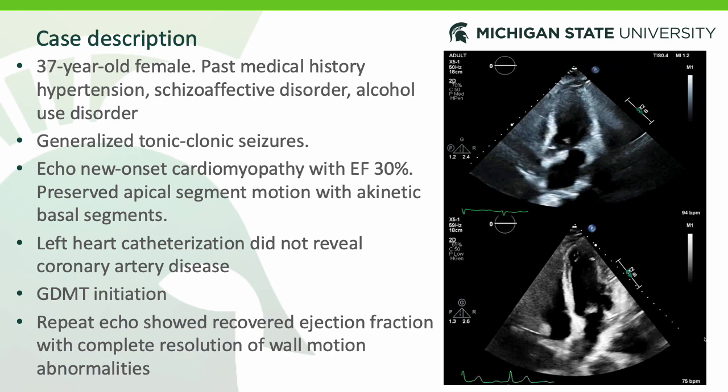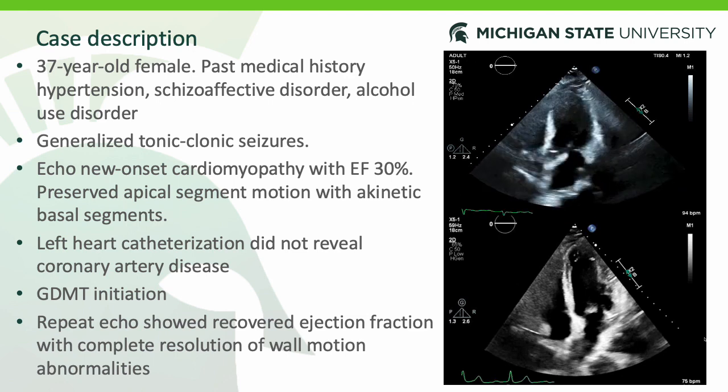An echocardiogram was also obtained that revealed new onset cardiomyopathy with a reduced ejection fraction of 30 to 35%. It also showed an unusual wall motion abnormality, which was described as preserved apical segment motion with akinetic basal segments. As you can see in the first video, the basal segment seems to be akinetic, while the apex is contracting.